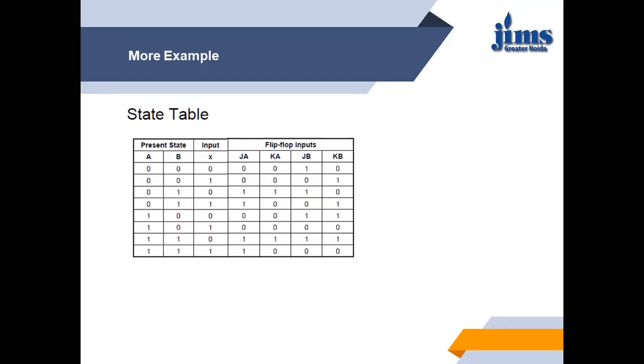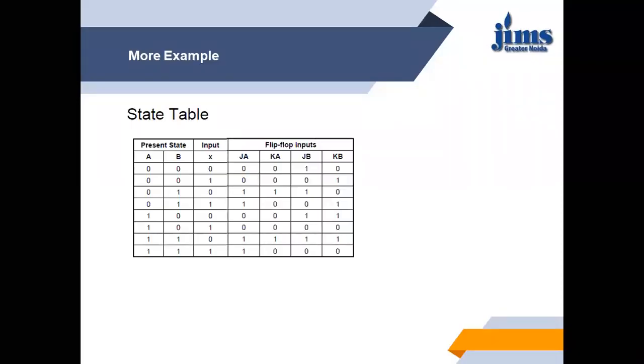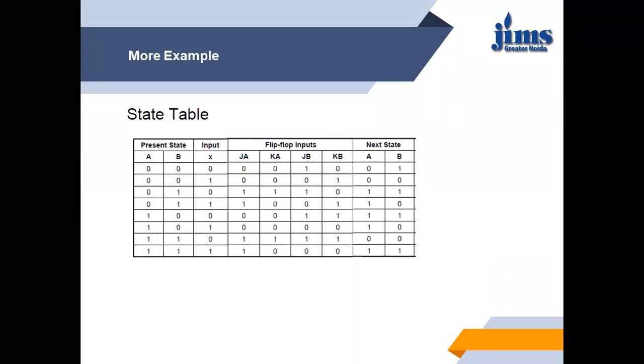We have expressions for JA, KA, JB, KB as we found in the last slide. So here JA is B, KA is B X bar, JB is X bar, KB is A XOR X. So these values are directly drawn from the state equations. JA equals B, KA equals B bar, B, and with the help of the inputs JA and KA and the present state, the next state A and B are found. Suppose JA and KA is 0, 0, that means store.